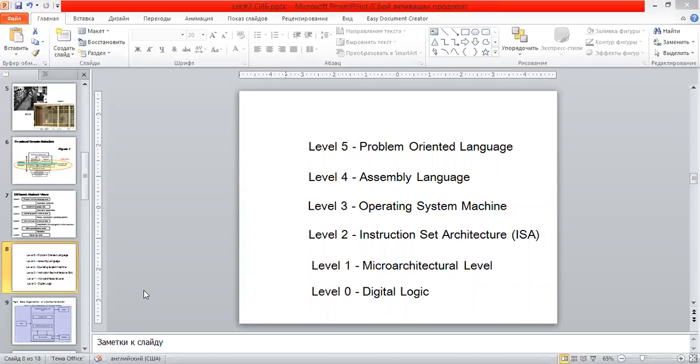For example, many compilers. What is a compiler?